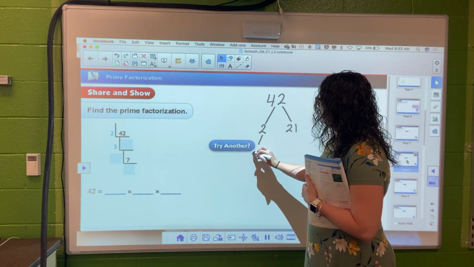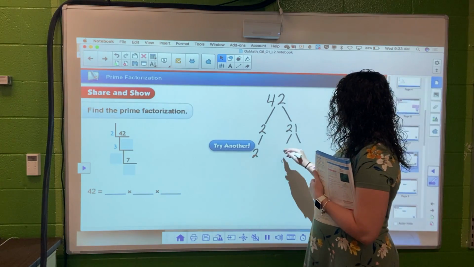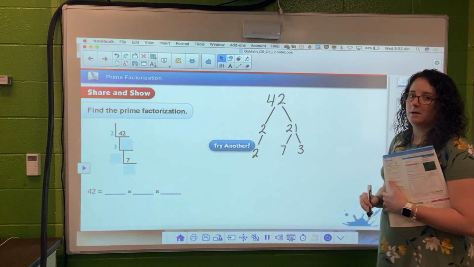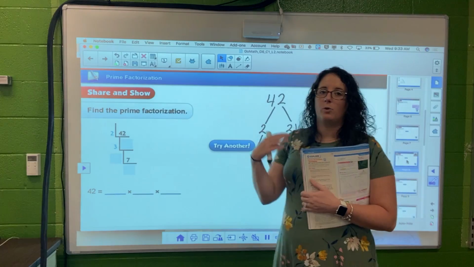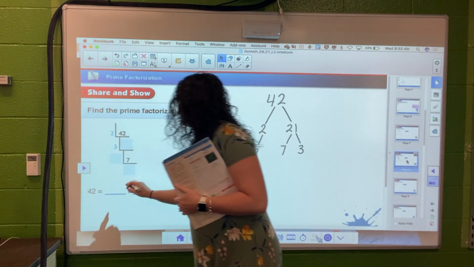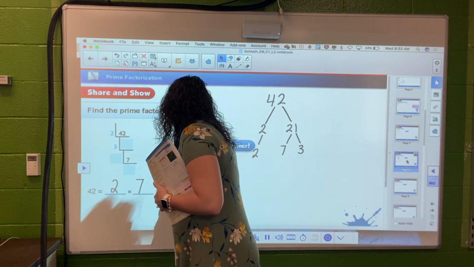2 is a prime number, so I'm just going to bring it down. 21 is not. 21 would break apart into 7 and 3. 7 is a prime number, only can be multiplied by 1 and itself to get 7. So our prime factors for 42 are 2, 7, and 3.